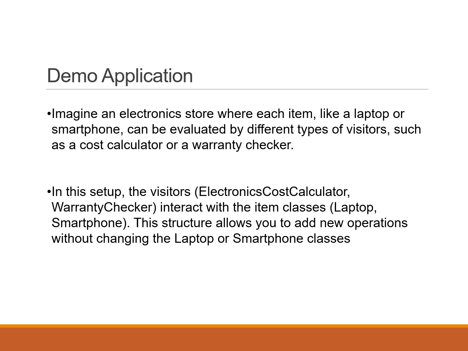Okay, for this pattern, I decided on this unique demo that I created. So consider an electronics store where items like laptops and smartphones can be evaluated by different visitors, such as a cost calculator or a warranty checker. In this setup, the electronics cost calculator and warranty checker are visitor classes that interact with the laptop and smartphone elements. This design allows us to add new operations without modifying the laptop and smartphone classes.